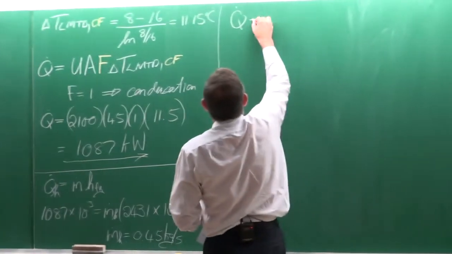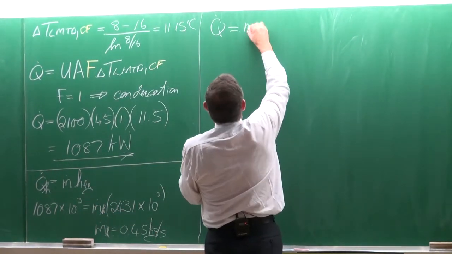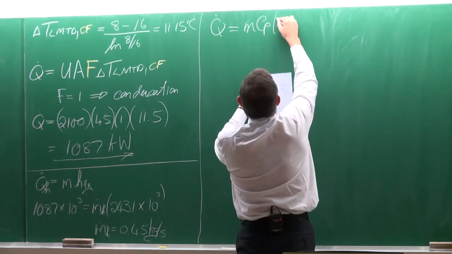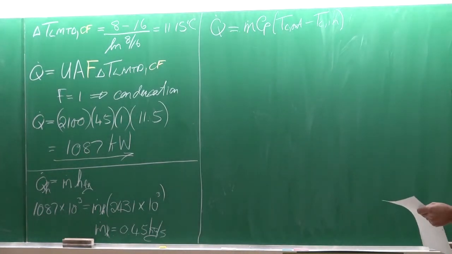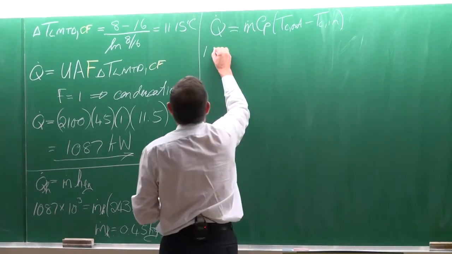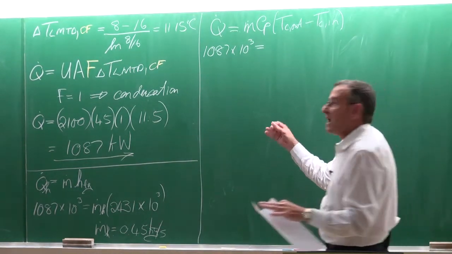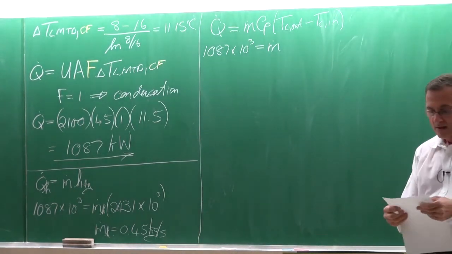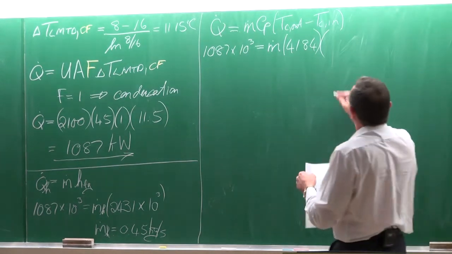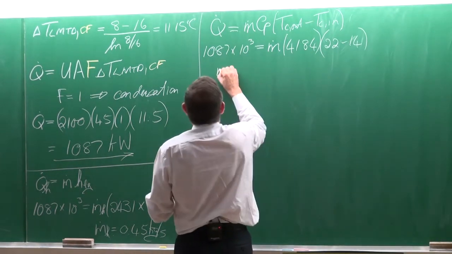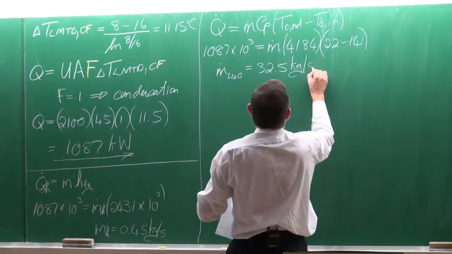Similarly for the water, however, we cannot now say it is equal to the mass flow rate multiplied by the change in enthalpy, because it's not a phase change fluid. It is a single phase fluid, so it is equal to m dot Cp multiplied by the outlet temperature minus the inlet temperature. The heat transfer rate is 1087 multiplied by 10 to the 3. It's equal to the mass flow rate which we require. Cp value is equal to 4084 multiplied by the outlet temperature 22, inlet temperature 14, from which we can calculate the mass flow rate of the water as 32.5 kilograms per second.